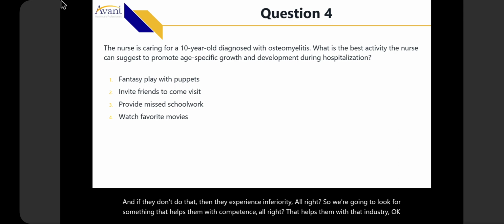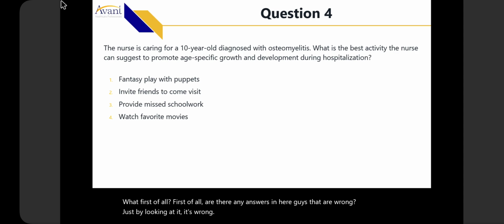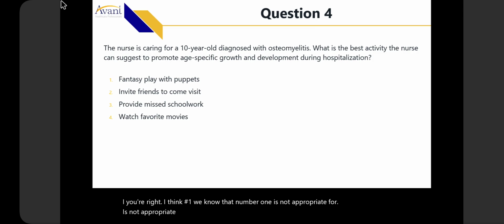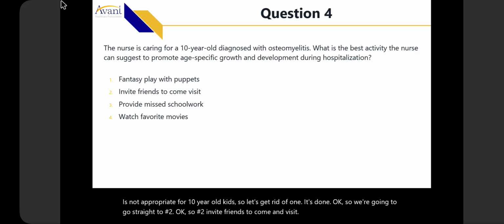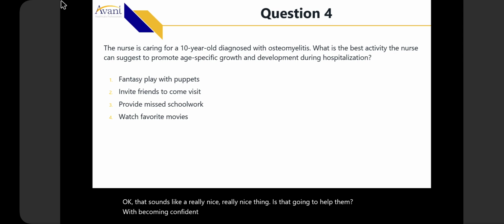So number one, fantasy play with puppets. First of all, are there any answers in here, guys, that you know are wrong just by looking at it? Yeah, you're right. I think number one is not appropriate for a 10-year-old kid. So let's get rid of one. It's done. So we're going to go straight to number two. Invite friends to come and visit. That sounds like a really nice thing. Is that going to help them with becoming confident or competent with their work?